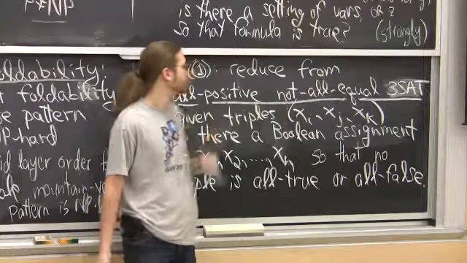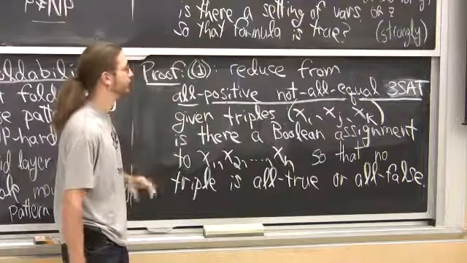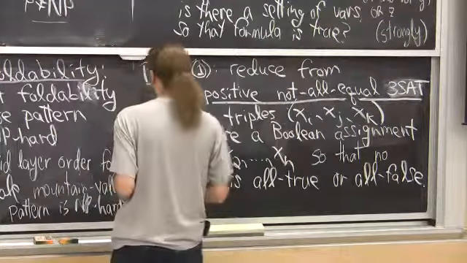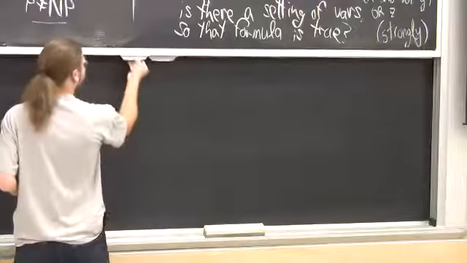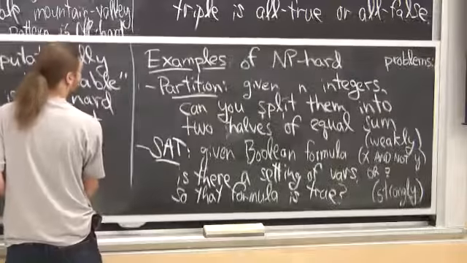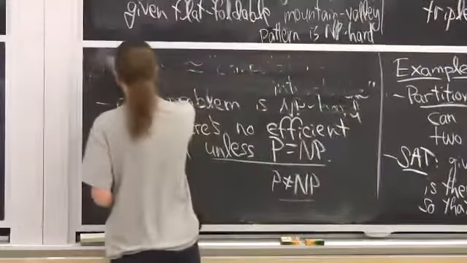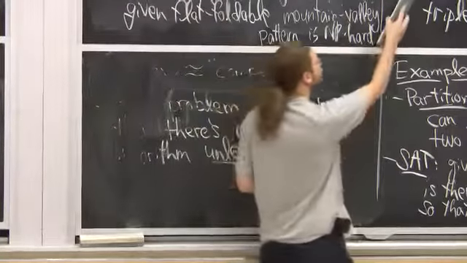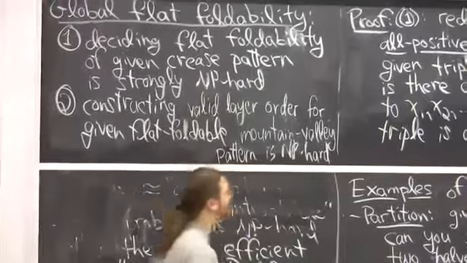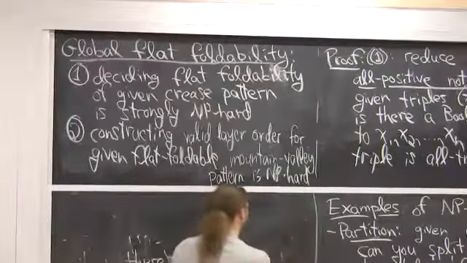That's all. It turns out this is basically equivalent to SAT, but the proof of that is kind of messy, so I don't want to do it here. And so that problem is NP-hard. Just take that on faith. And now I want to show that global flat foldability includes all-positive not-all-equal 3SAT as a special case, and therefore it's also NP-hard.